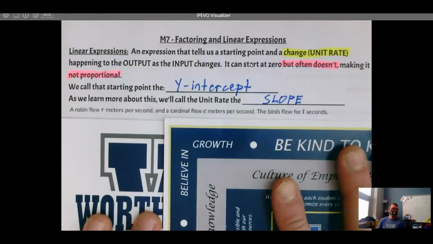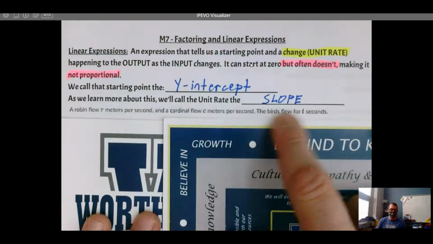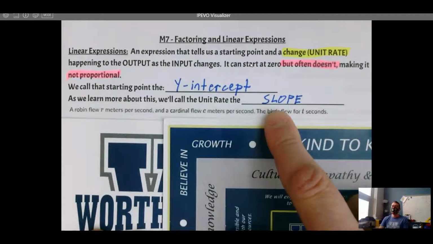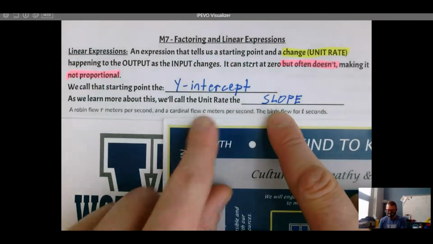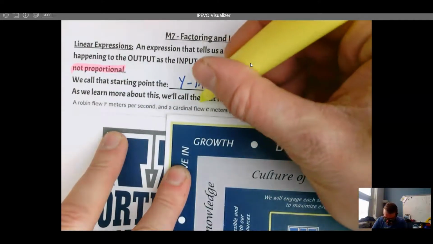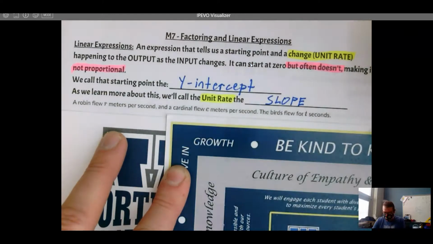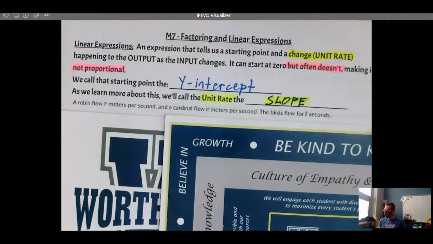All right. The big thing I wanted to make sure we point out here is when somebody uses the word slope with you, you probably don't know that word yet. Slope, well, you've probably heard it, like on a ski slope. Slope is the unit rate for the situation. So slope and unit rate are synonyms.